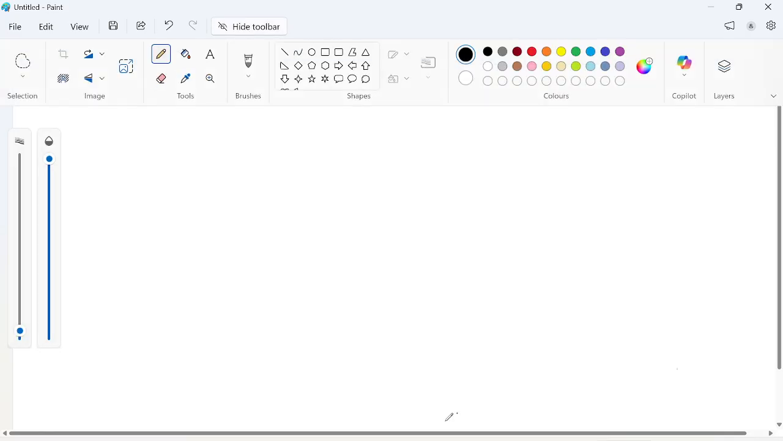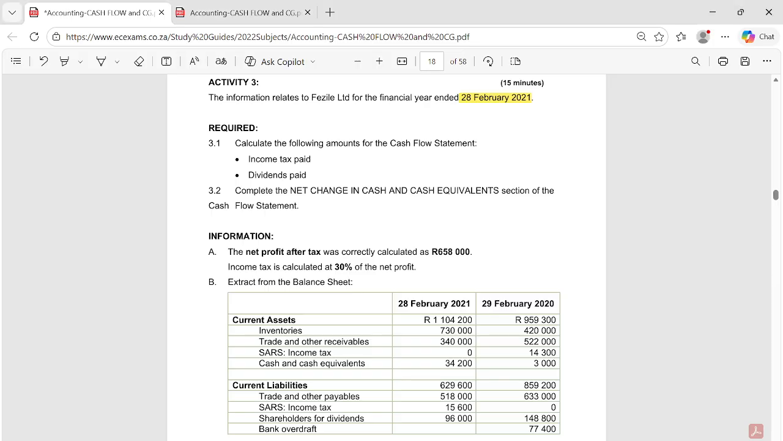Okay, then I'm moving to here. So guys, if you can see, the information relates to Fezile Ltd for the financial year ended 28 February 2021, right? They're saying calculate the following amounts for the cash flow statement: income tax paid and dividends paid. But now we're doing dividends paid. We'll come back to income tax paid after.